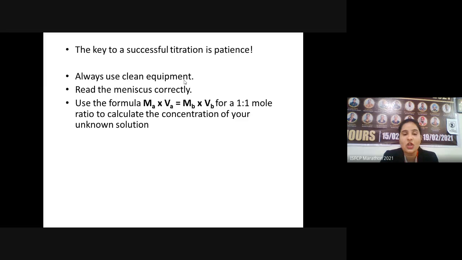So we should read the meniscus reading very, very carefully. And after we come to know about the endpoint, we can simply apply the equation, that is Ma into Va is equal to Mb into Vb, to calculate the concentration of the unknown solution.